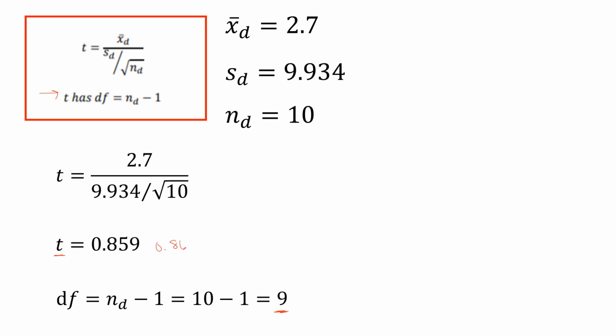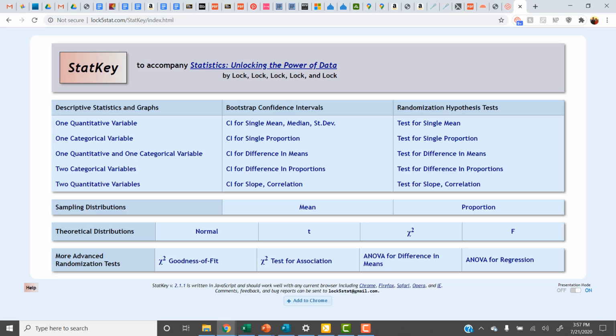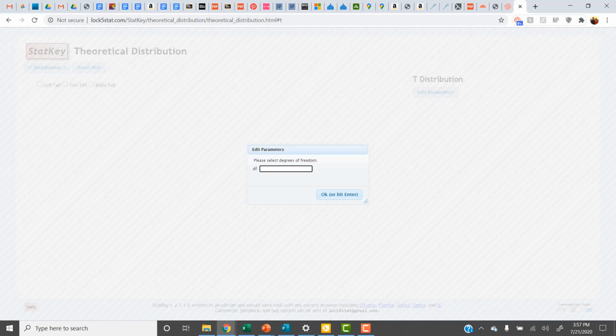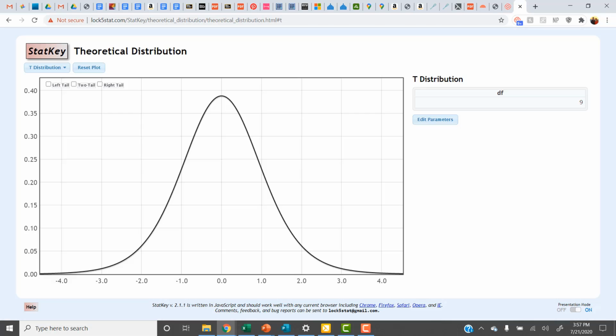Now I'm going to go to StatKey to help me find that p-value. In StatKey, I'm going to come down here to theoretical distributions, and I'm going to choose the t. It's going to ask me how many degrees of freedom I have. I just found out that I have 9 degrees of freedom, so I put in 9 there. Once in here, I am going to click on right tail because my alternative hypothesis said greater than. If my alternative hypothesis would have been less than, I would click on left tail. And if it was not equal to, then I could click on two tail. So I've clicked on right tail because my alternative was greater than, like I mentioned.